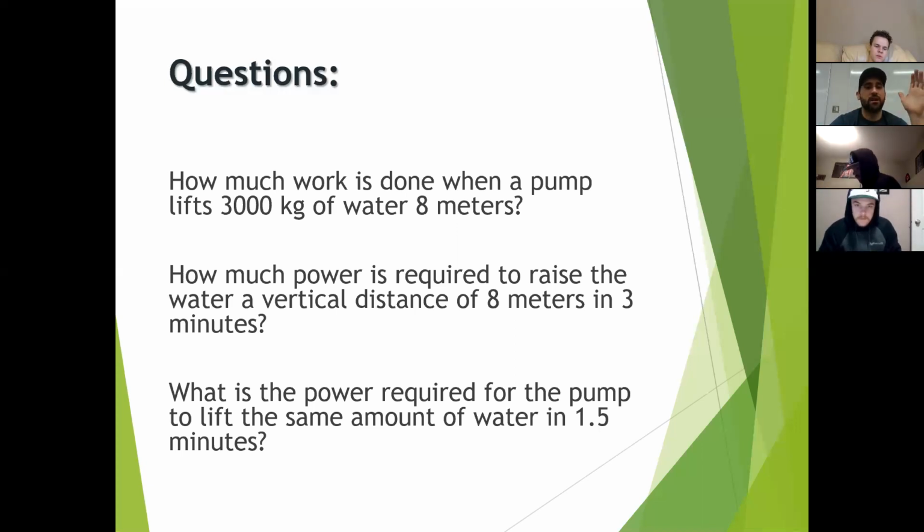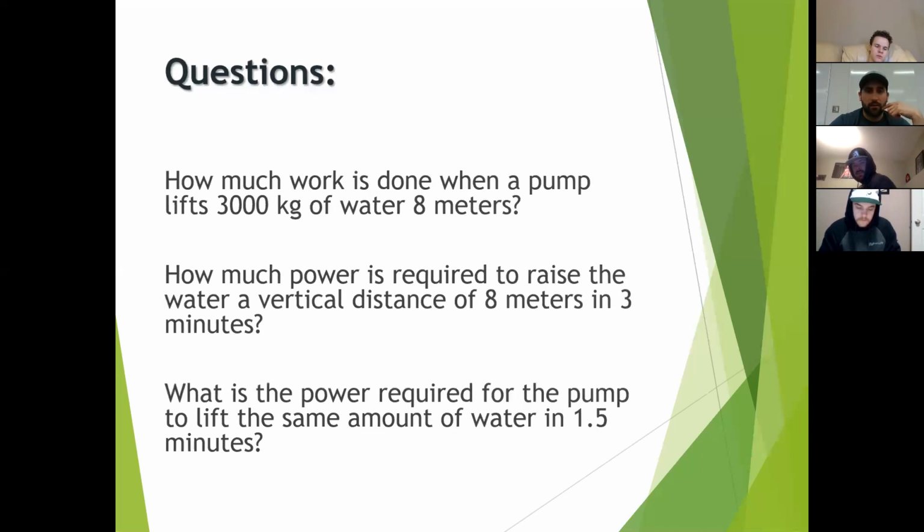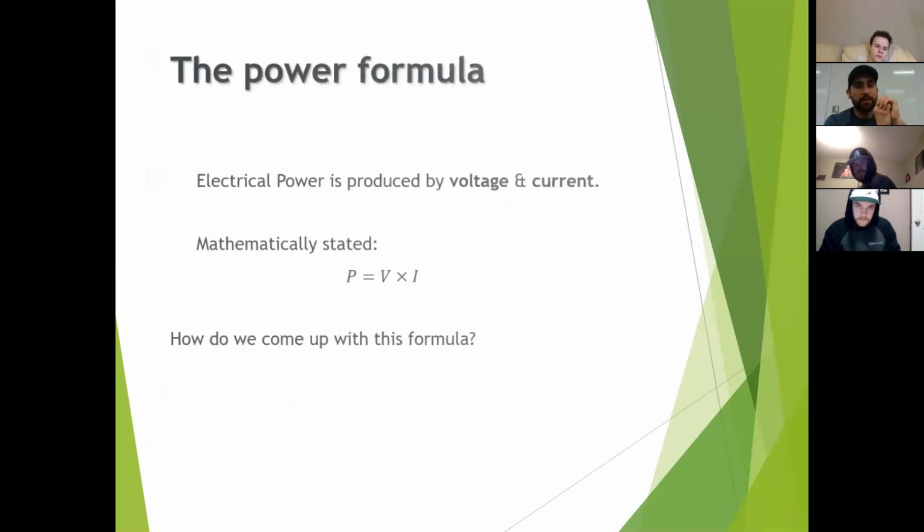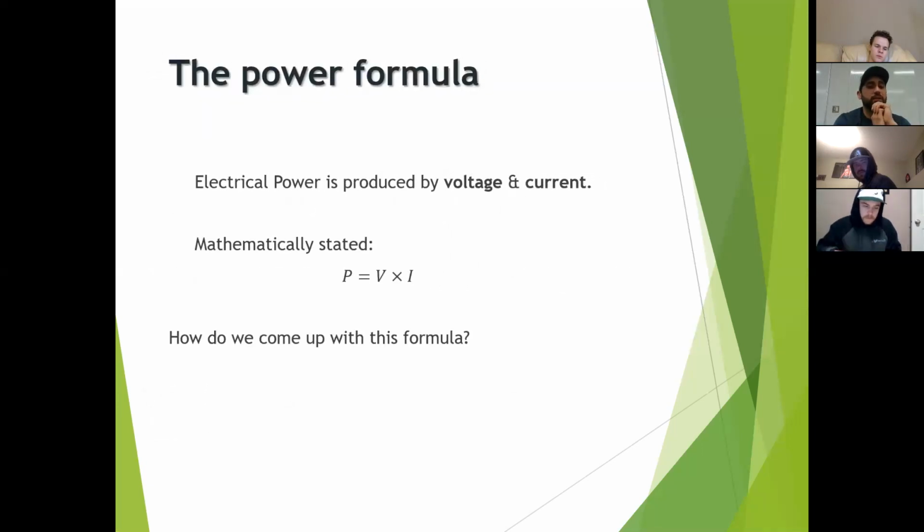Any questions on those questions? Okay. Here is the power formula that you might be able to recognize. Electrical power is produced by voltage and current. But the question really is, well, we've learned all this other stuff about newtons and time and all that other good thing. Where do we get this formula from?